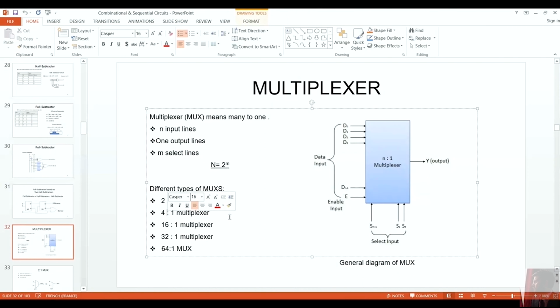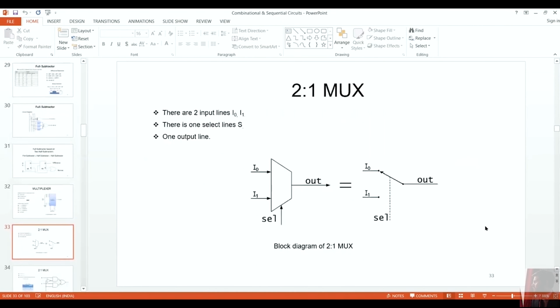So if I talk about different types of mux, we have 2 to 1, 4 to 1, 2 raised to power 2. So if I'm talking about 2 raised to power 2, that means I'm having 2 select lines. 16 to 1, that means 2 raised to power 4, I'm having 4 select lines. 2 raised to power 5, that means I'm having 5 select lines and so on. So by the concept of inputs, we can easily select how many select lines would be there, and we can design any kind of multiplexer for the same.